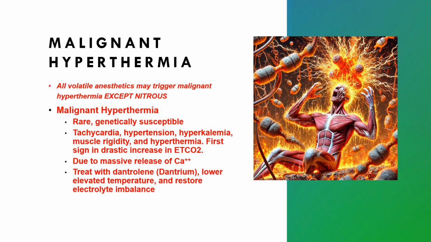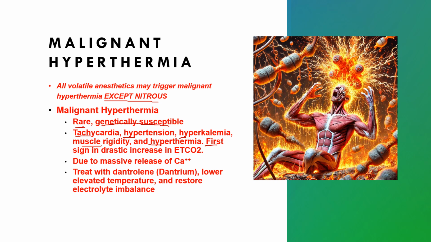So a quick little slide, an overview about malignant hyperthermia. All volatile anesthetics may trigger malignant hyperthermia except nitrous, right? It's a gas. Malignant hyperthermia is rare, but it is genetically passed on. Signs of MH: tachycardia, hypertension, hyperkalemia, muscle rigidity, hyperthermia.